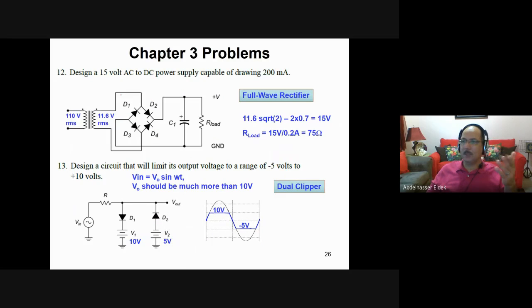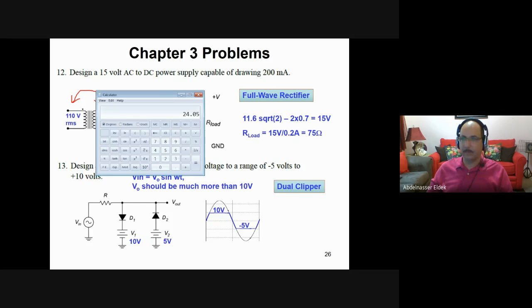Let's see what this one is. Just a bridge, of course. This is a bridge, and this is a transformer. It's transferring 110 volt root mean square, which is the regular power that we have, to 11.6 volt root mean square. Of course, this is a root mean square. The peak of the sine wave, in this case, you just multiply this number by square root of 2. Then if it is 11.6, you multiply it by square root of 2, which is what?